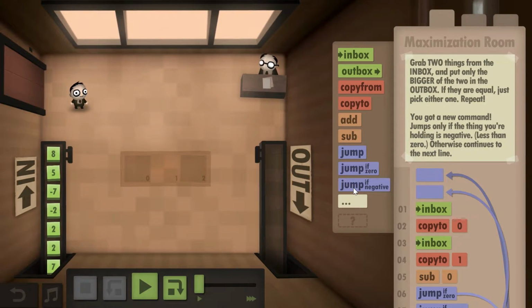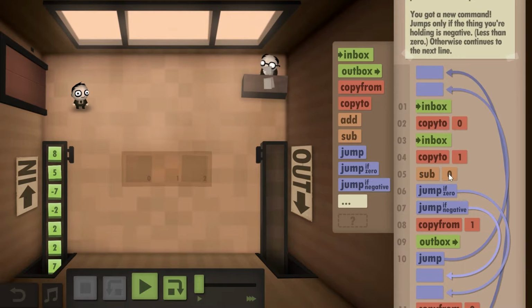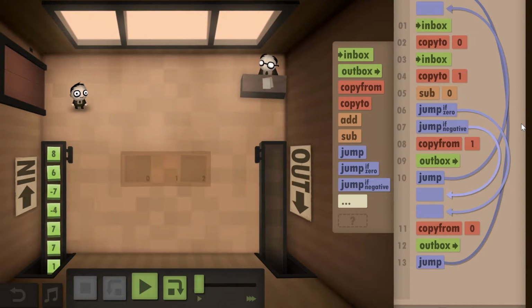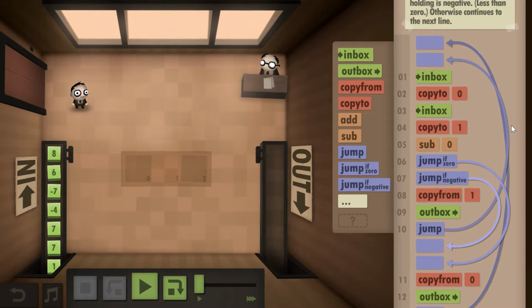But we also get a new command, and the command is jump if negative. So if the number is negative, we jump to wherever we tell it to jump. And here's actually one of the first solutions. I think this only gives you one of the challenges. I'm gonna show you what my original solution was.